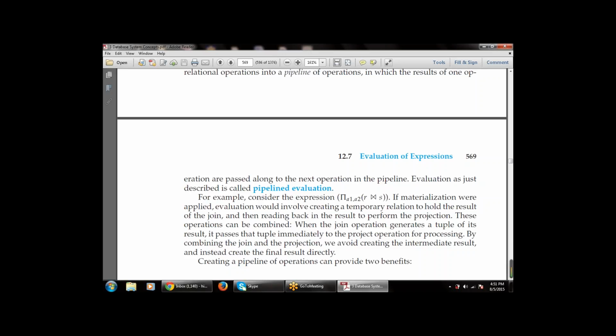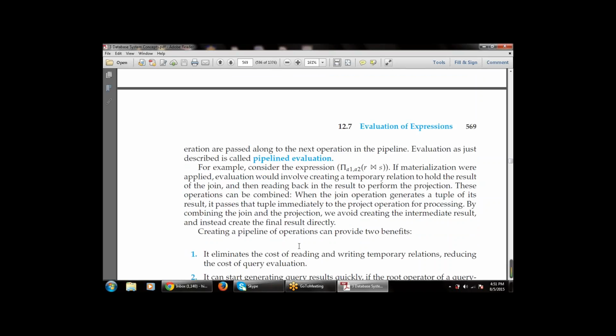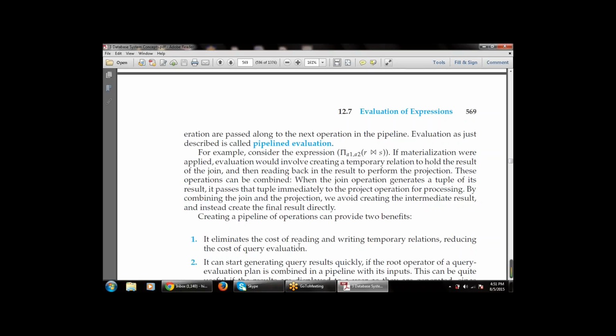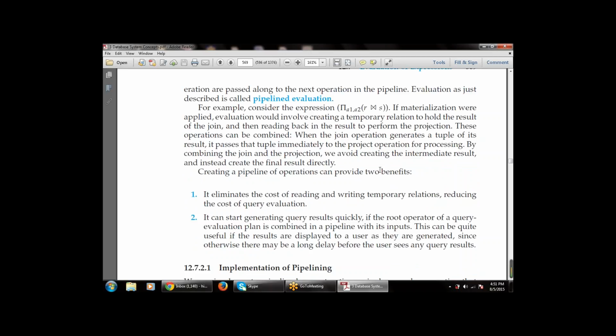So creating a pipeline of operations can provide two benefits. These are the two benefits of using pipelining: the result of one operation is carried on to the next one, and so on down the line. So what are the two benefits?